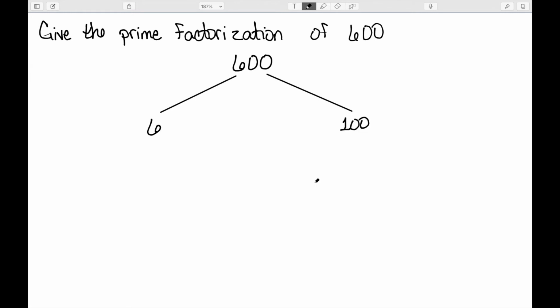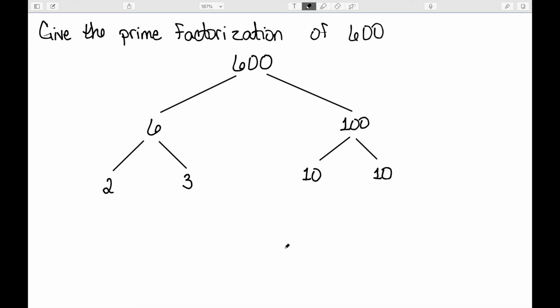So from my 600, I draw two branches, one that says 6 and one that says 100, since 6 times 100 is 600. I'm then going to repeat this process on each of these new numbers. What numbers multiply to give me 6? Well, 2 times 3. What numbers multiply to give me 100? Well, 10 times 10. We can keep going.